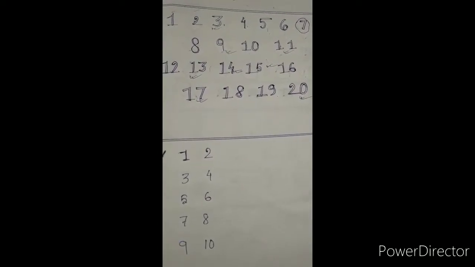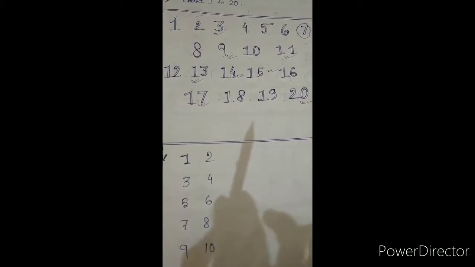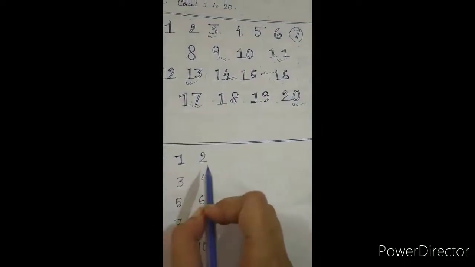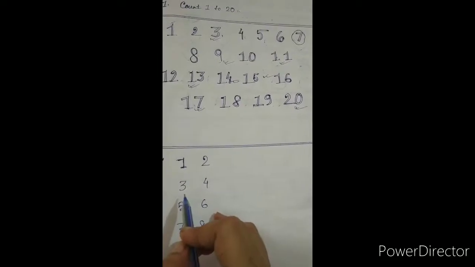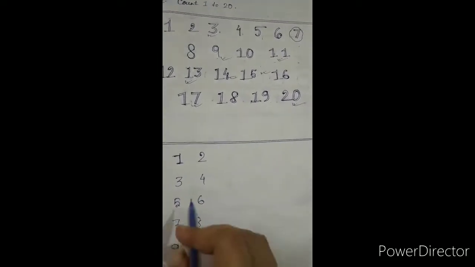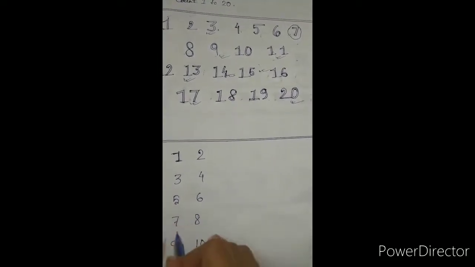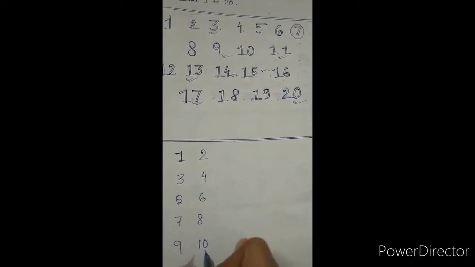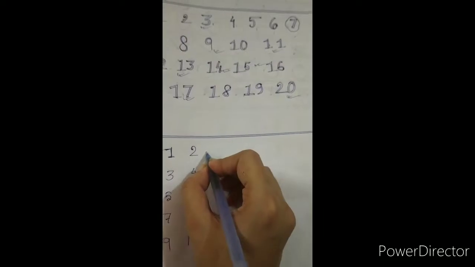Here I will make a rhyme from all these numbers. Firstly, I will make a rhyme from 1 to 10. Here is 1, 2, 3, 4, 5, 6, 7, 8, 9, 10.